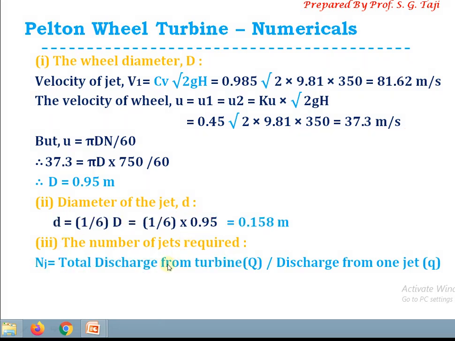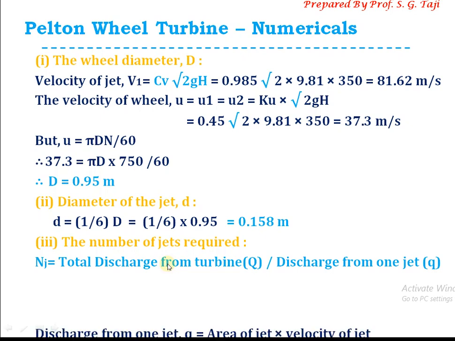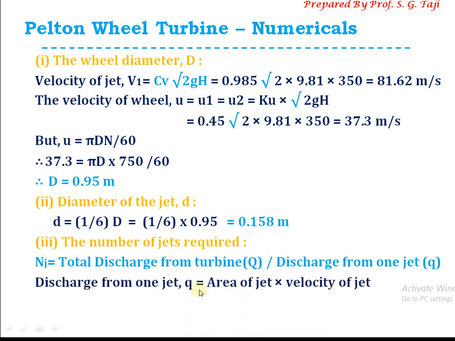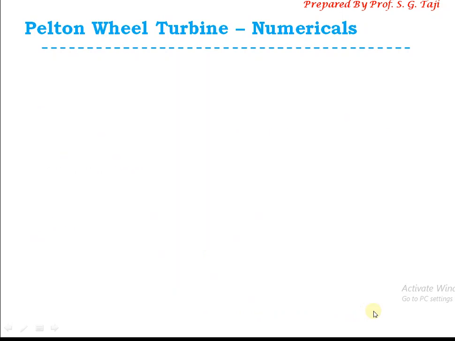So we will first calculate the discharge flowing through one jet. Discharge flowing from one jet, small q, is equal to area of jet multiplied by velocity of jet. The area of jet is pi by 4 d square, where d is the diameter of jet, which is 0.158, multiplied by velocity of jet, that is 81.62. So the volume of water flowing through a single jet is 1.6 meter cube per second.